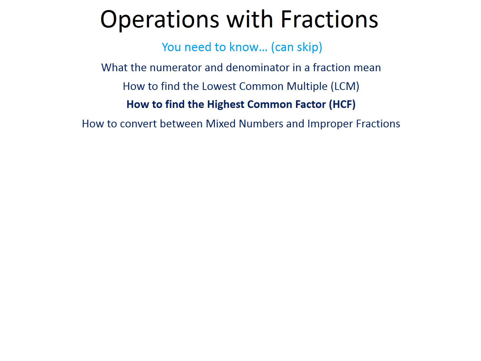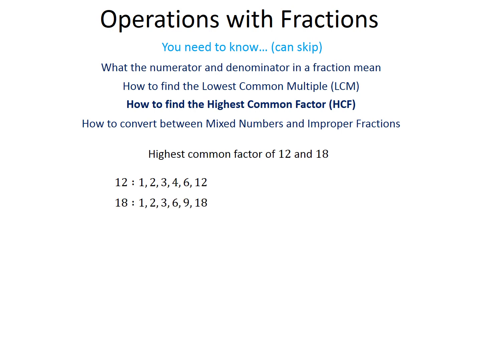Another thing we need to be able to find is the highest common factor. And so if I want the highest common factor of 12 and 18, then I would start by listing the factors of 12. Remember, that's all the numbers that go into 12 without remainder. And then I would list the factors of 18, and I would see what is the highest one that is on both lists. Now, there's quite a few on both lists here. 1, 2, 3, and 6 are all on both lists, but 6 is the highest, and so that is our highest common factor.